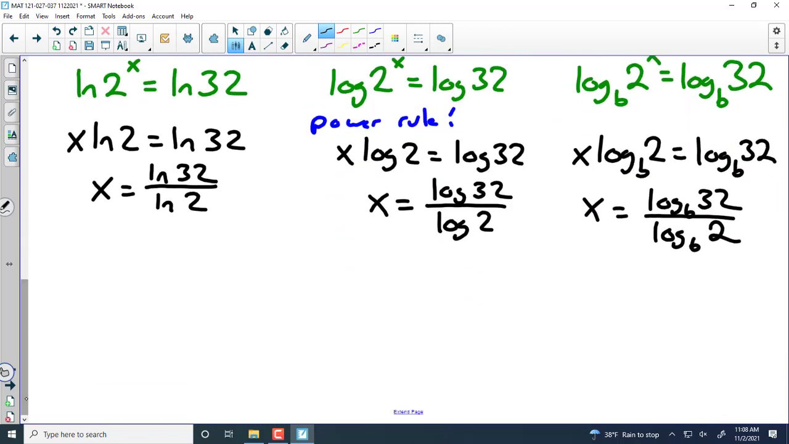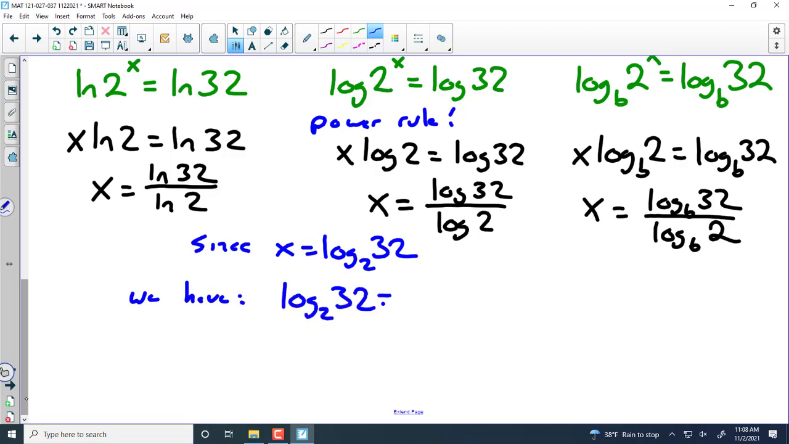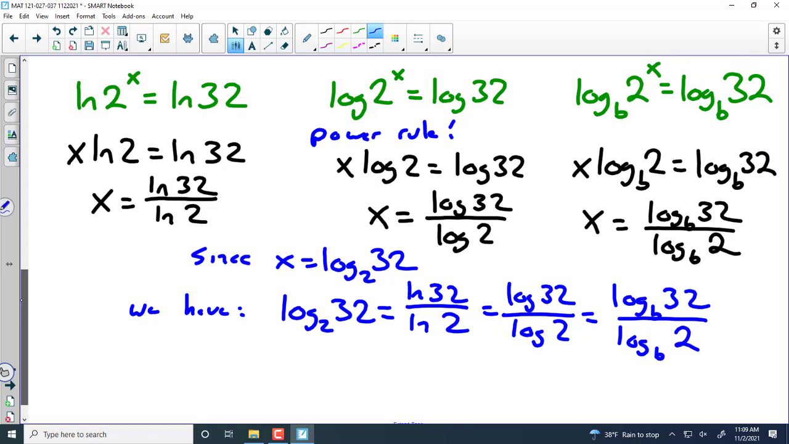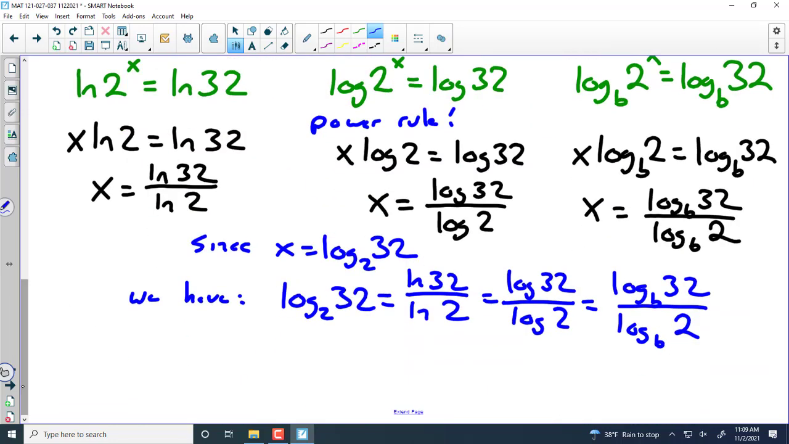So therefore, since x equals log base 2 of 32, we have that log base 2 of 32 is equal to ln of 32 over ln of 2. It's also equal to log of 32 over log of 2. It's also equal to log base b of 32 over log base b of 2. So the fact that we can take a logarithm of both sides is the reason we have the change of base formula. You do need to know the change of base formula. I'm not going to ask you to do this on the test, don't worry. But that is why it works.